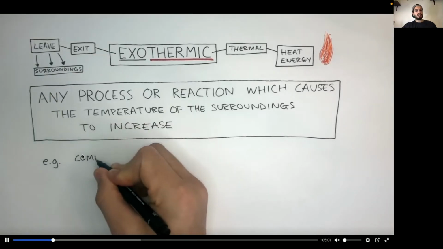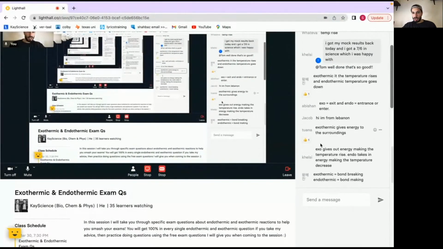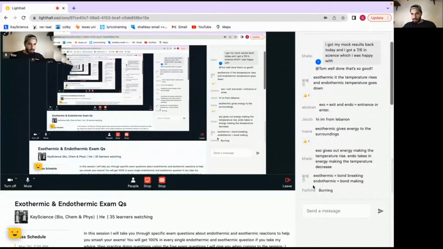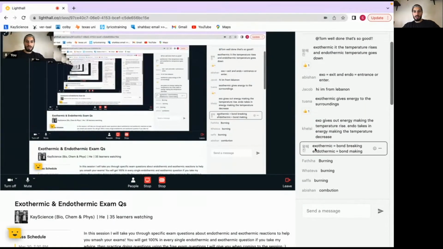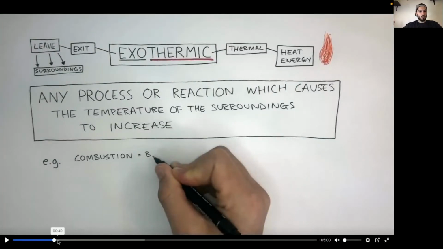Now, for example, let's look at combustion. What is combustion another word for in the chat section? What is combustion? No, that's not correct. Exothermic is not bond breaking. No, no, no, it's the other way around. Excellent. Burning. Well done. Combustion is another word for burning.